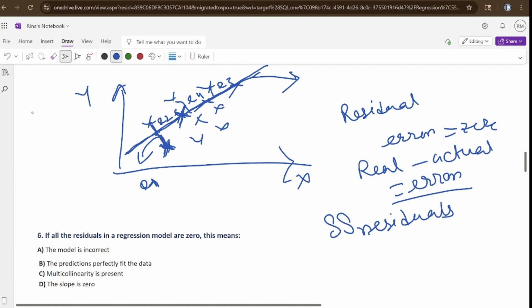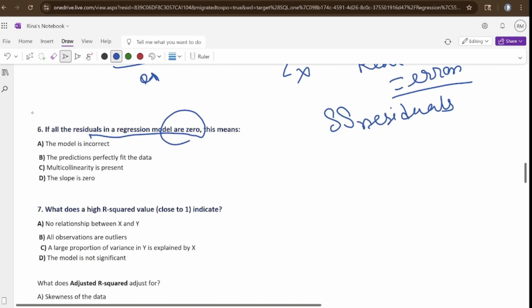Now our question is, all the residuals are 0. When the residuals are 0? For this point, for this point, for this point. So all the residuals are 0 means all the points are lying on the regression line only, right? That is why all the residuals are 0. So you can say that the model perfectly fits the data because your model has predicted this one. And if all the real values are lying on this one only, then your model is simply perfect. So we can write the predictions perfectly fit the data.